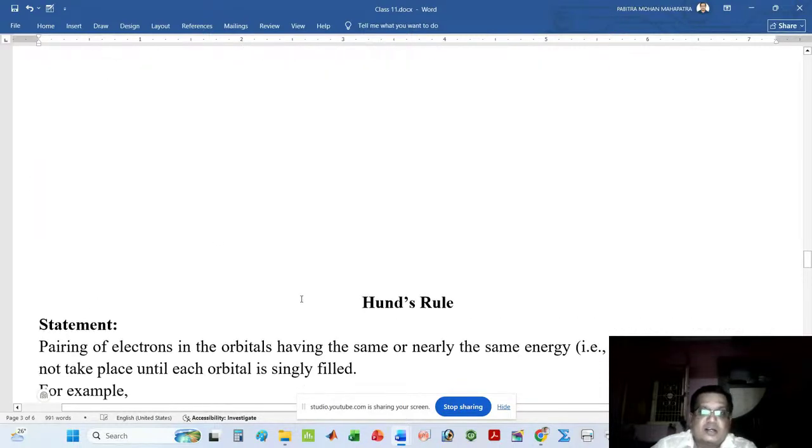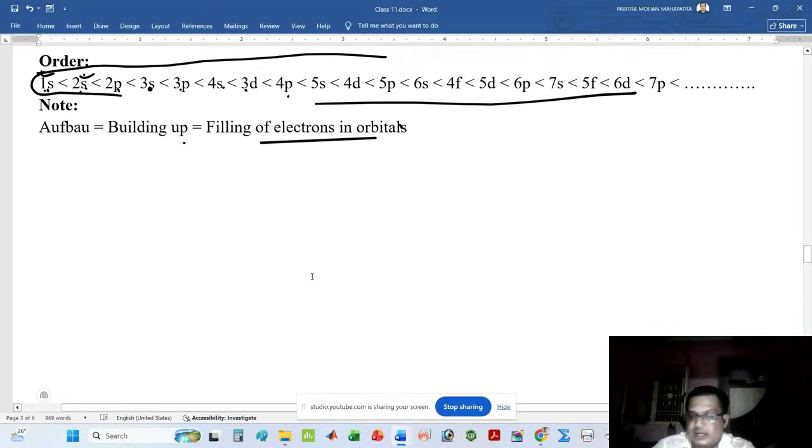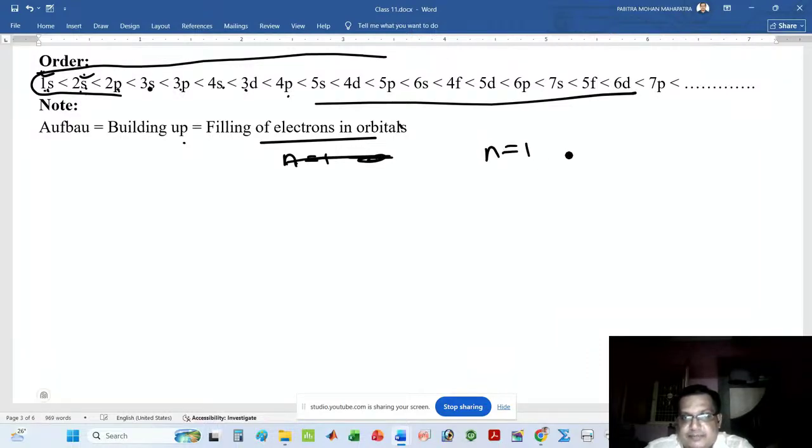Let me draw the diagram. Look at that. How will you draw it and how will you remember the diagram? At first, write n is equal to 1 in a row. Let me explain again. At first, write n is equal to 1. n equal to 1 has the subshell 1s. n is equal to 2, you can write 2s. Next, give a gap for p. n is equal to 3.